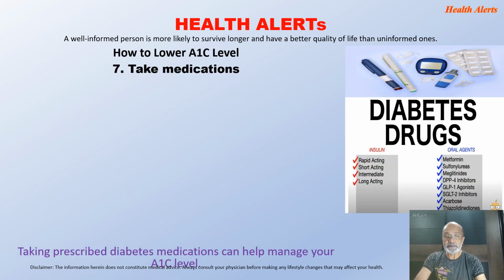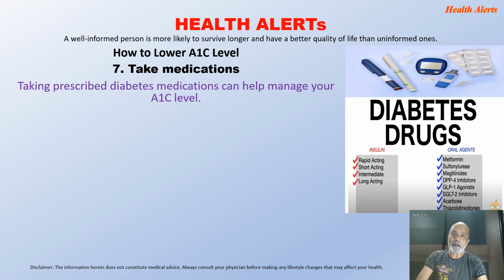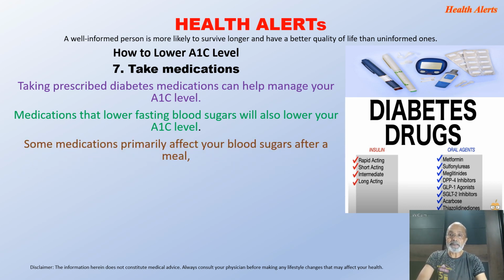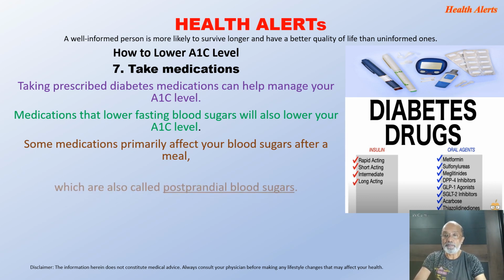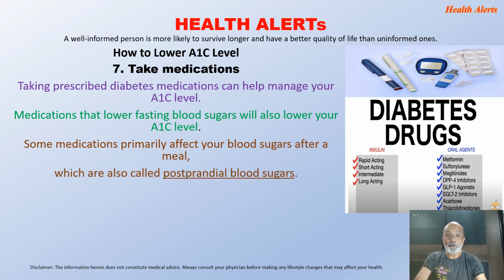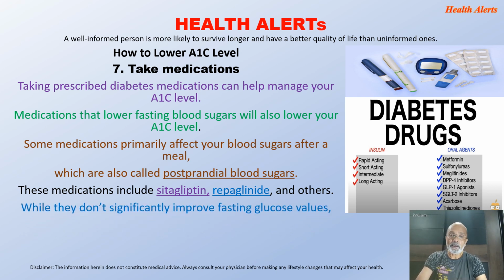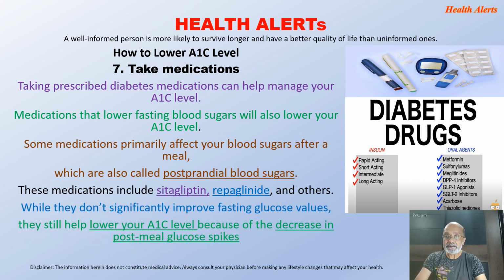Take medications. Taking prescribed diabetes medications can help manage your A1C level. Medications that lower fasting blood sugar will also lower your HbA1c level. Some medications primarily affect your blood sugar after a meal, which are also called postprandial blood sugars. These medications include sitagliptin or repaglinide and others. While they don't significantly improve fasting glucose values, they still help lower your A1C level because of the decrease in post-meal glucose spikes.